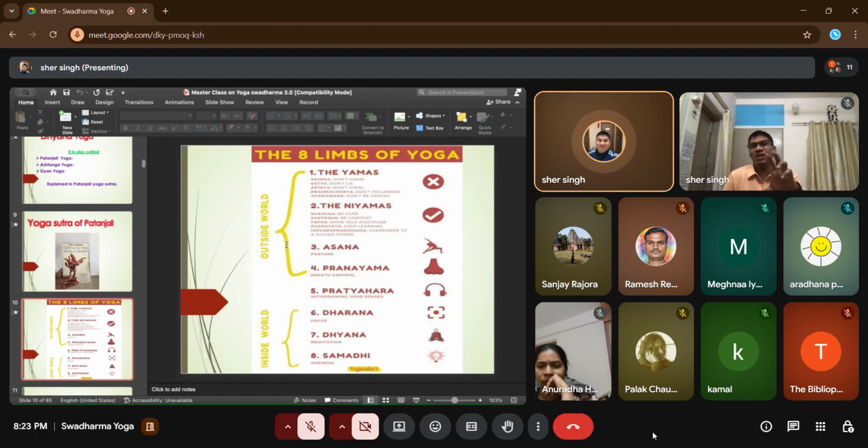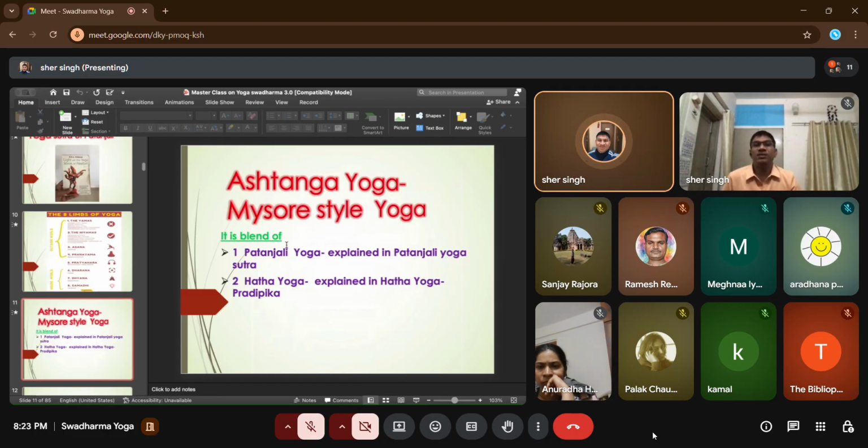So this is how these 8 limbs of yoga work, because we are practicing Ashtanga yoga. We are always practicing these limbs at one time when we are practicing asana, pranayama, anything. While we are practicing Ashtanga yoga, we always remember that these are the 8 steps, and we must read and practice all these steps every day.